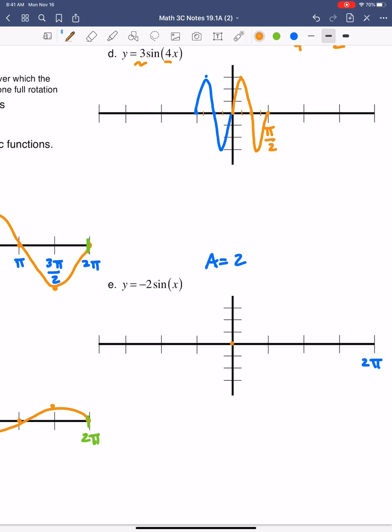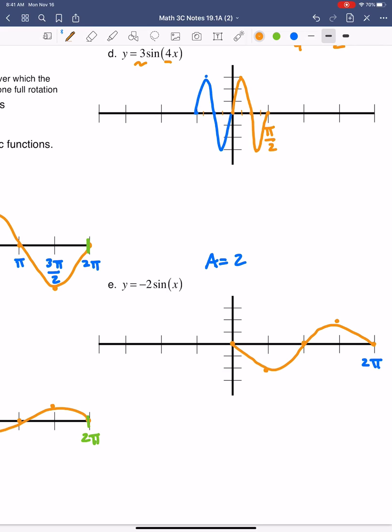So I'm going to start at 0. Now, normally I would go up here to 1 for my first mark, right? But that's not what we're going to do here. We're going to go down to -2 because that's what my amplitude is telling me, and I've got that reflection. So I'm starting down, back up to 0, up to 2, and then back down to 2 pi. So my graph looks something like this.